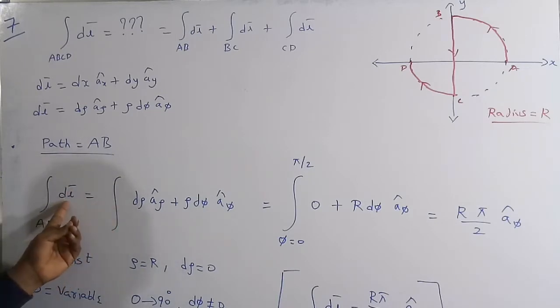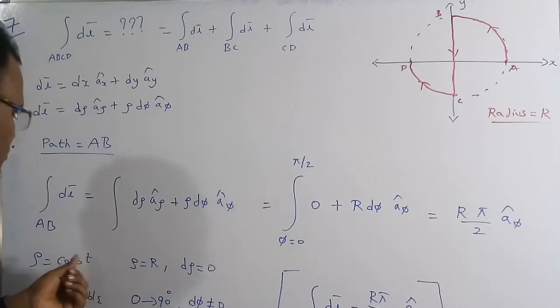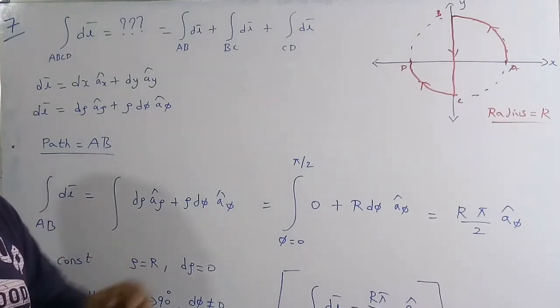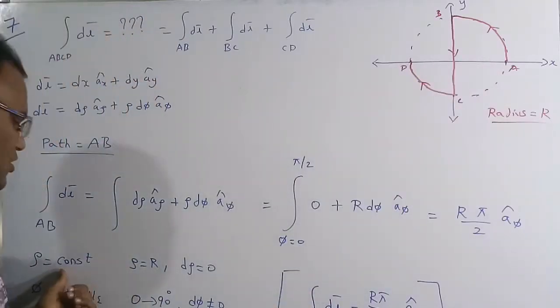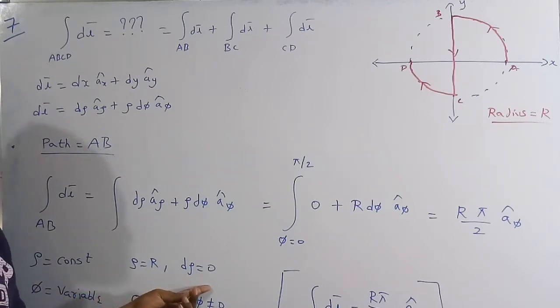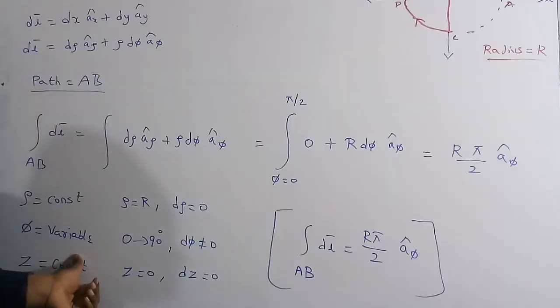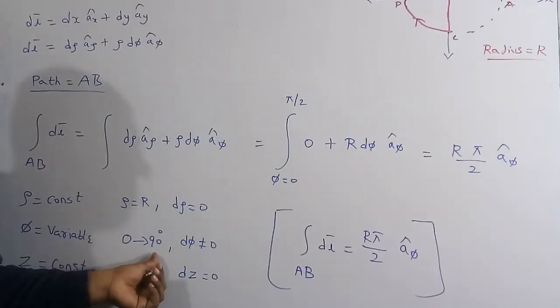So therefore, dL bar is equal to d rho a rho cap plus rho d phi a phi cap. Now, what are the variables and constants for the path AB? For the path AB, rho is a constant, its value is equal to the radius of the circle. Whenever rho is a constant, the change in rho is equal to 0, whereas phi is a variable because phi is changing from 0 degree to pi by 2. So it is going from 0 to 90 degrees.